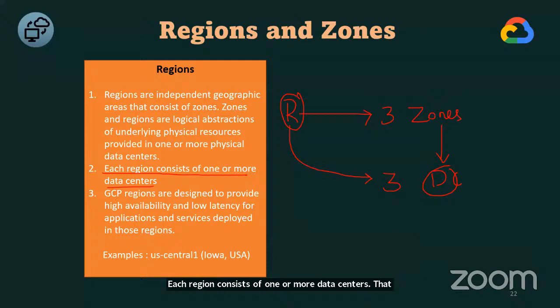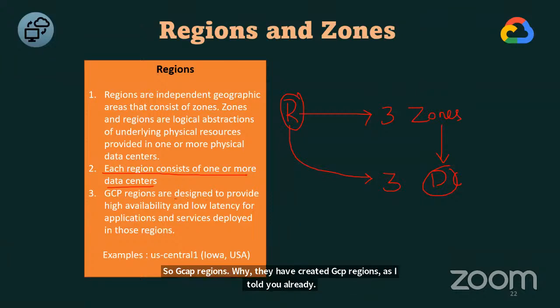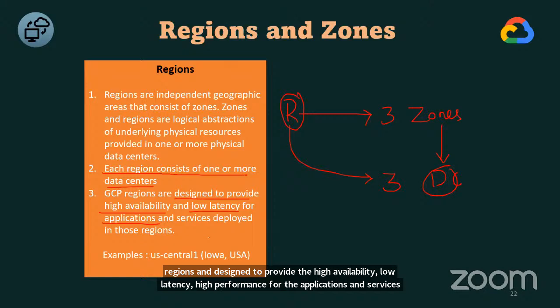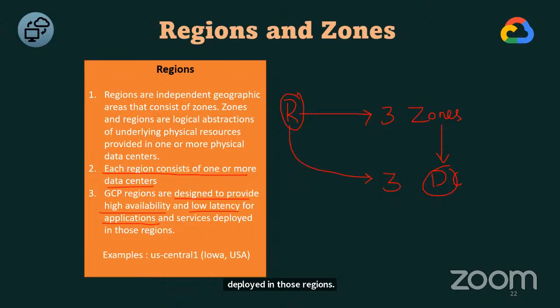Okay, so GCP regions. Why have they created GCP regions and zones? As I told you already, Google Cloud Platform regions and zones are designed to provide high availability, low latency, and high performance for the applications and services deployed in those regions. Why are they creating it, guys? I told you already, the choice of region or zone always affects the cost, performance, availability, and latency. So this is what the region is for. One example for the region is US Central One.